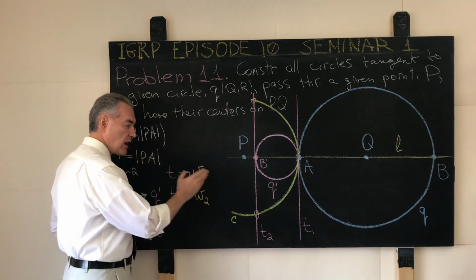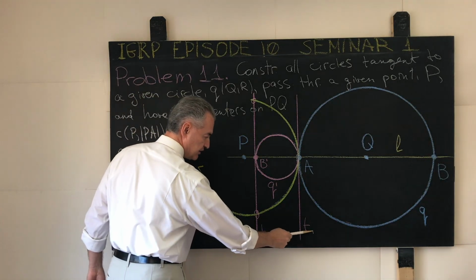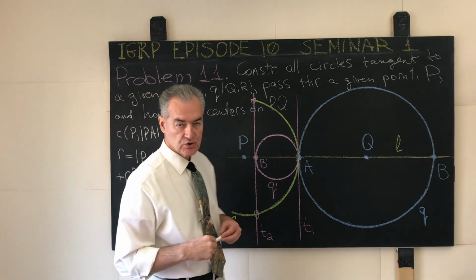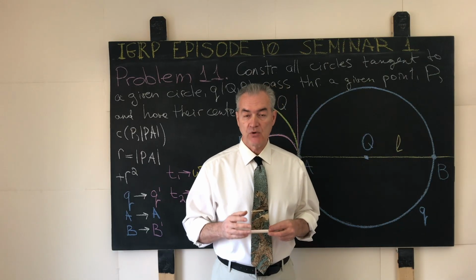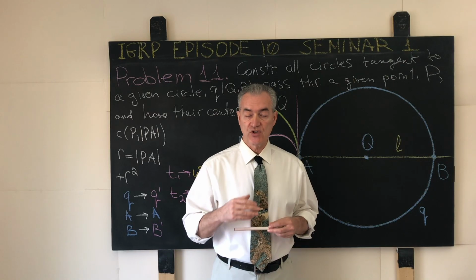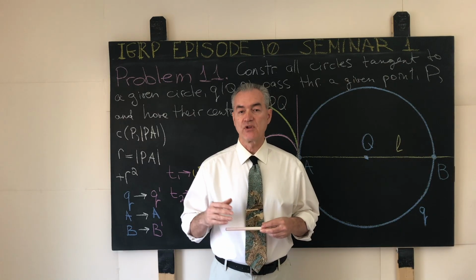Now, why are the straight lines T1 and T2 also the solutions of the original problem? Well, we answer that question in the next segment, where we convert the solution of the inverted problem into the solution of the original problem.